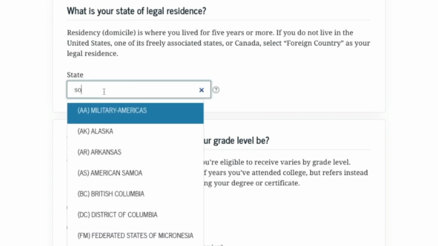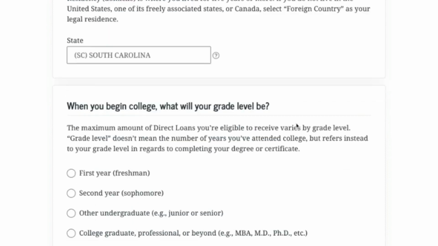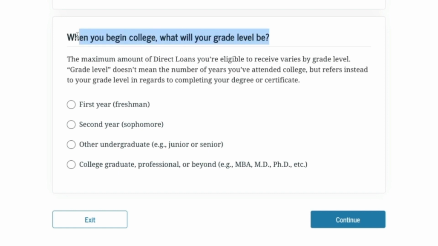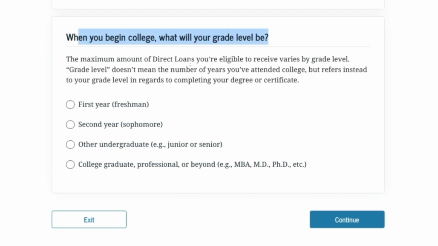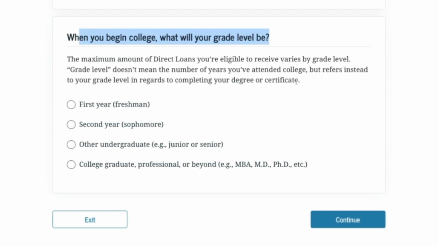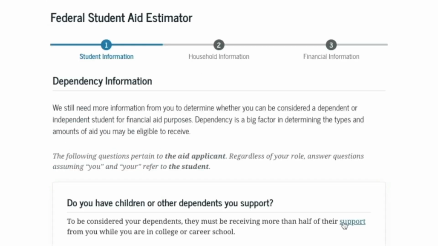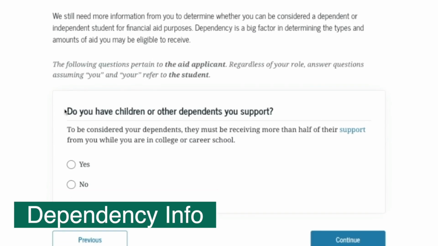What state of residence? Let's go ahead and pick one here. Then which grade level will you be in? This is because, and it explains here, the loan amounts actually vary based on your student's school year. They increase the further they're into their degree. So if they are freshmen, they'll receive the lowest amount and it'll increase. This is why they asked this question. All right, let's click continue.